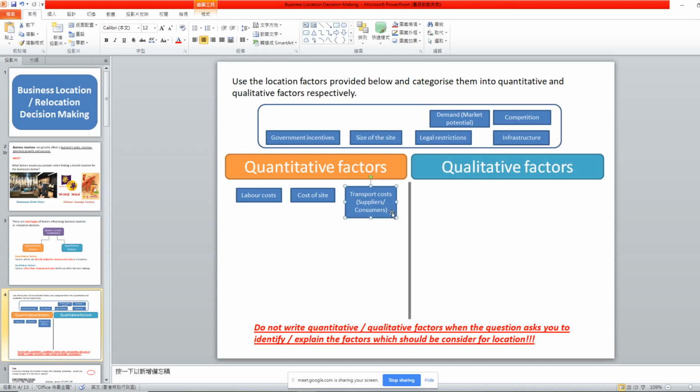And also when you are sending the goods to consumers, let's say when you are transferring the goods from the factory to your retail shop, that is also a transport cost. So when you are trying to locate the business, this is going to be one consideration you have to make. Is the location close to my customer? Is the location close to my suppliers? Because that will affect the cost, obviously. So that is transport costs.